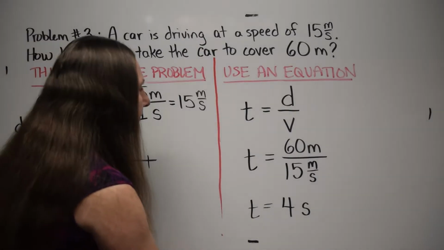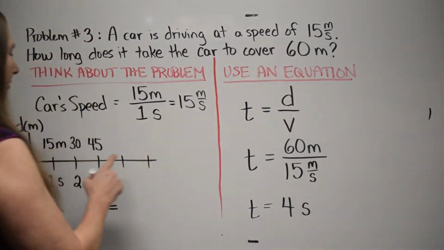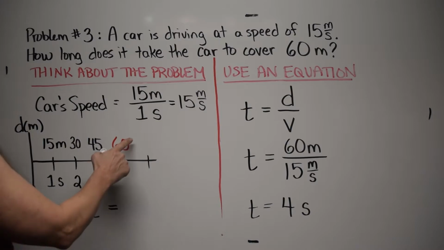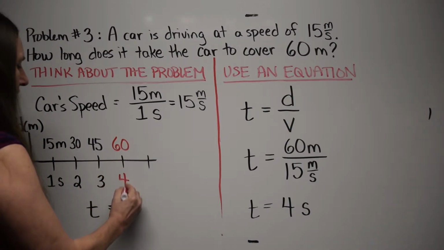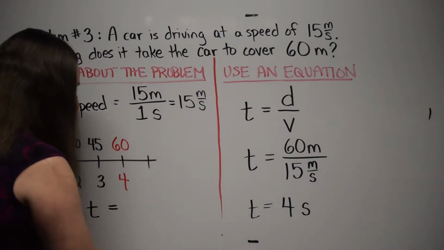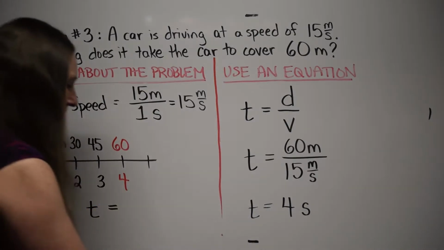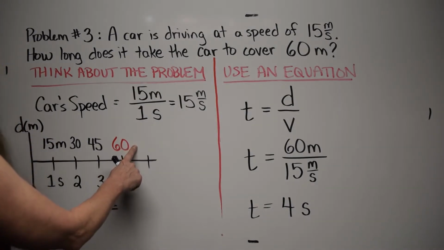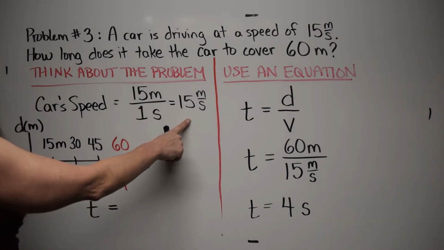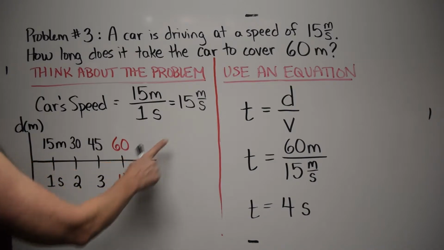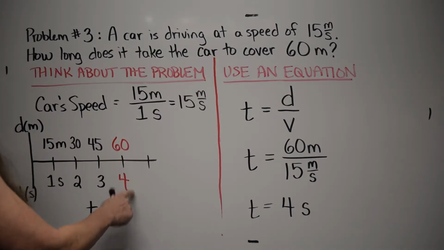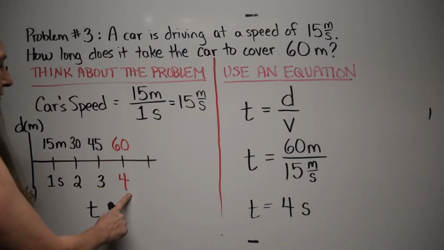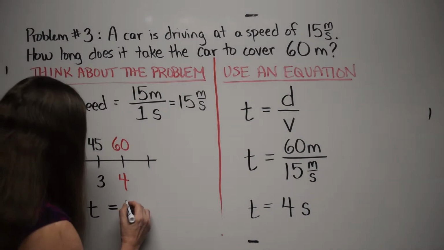All right, and to go 60 meters, which would be our next 15-meter increment, would obviously take 4 seconds. So we know the answer is 4 seconds. What we should do here to get the answer is take your 60 meters and divide it by 15 meters per second, and you get 4 seconds. So you take your distance, divide it by your velocity or your speed, and you get the amount of time. And the amount of time is 4 seconds.